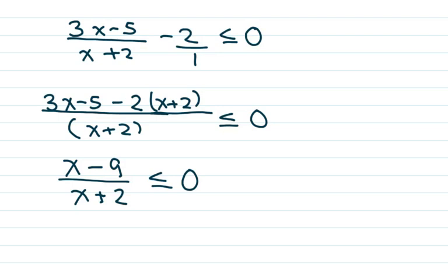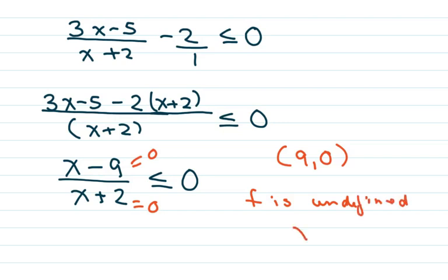And I have a 0. You set the numerator to 0, and that gives you a 0 at 9. And also we set the denominator to 0 where f is undefined. And that's going to be x equals negative 2.